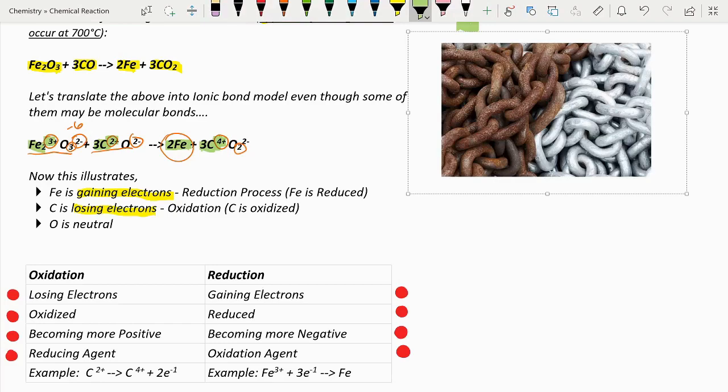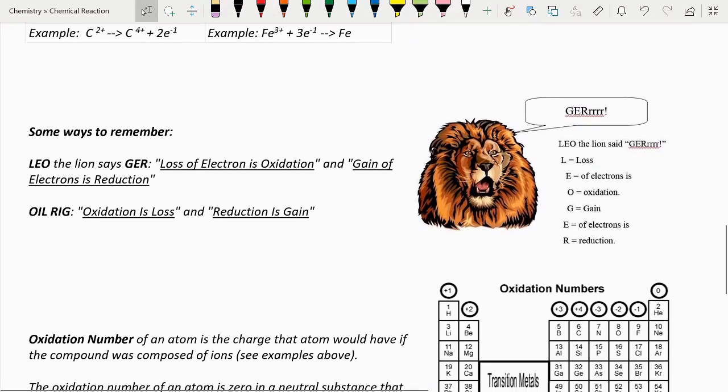Some ways to remember this: LEO the lion says GER, or the loss of electrons is oxidation and the gain of electrons is reduction. Another way to remember is OIL RIG. Oxidation is loss and reduction is gain.